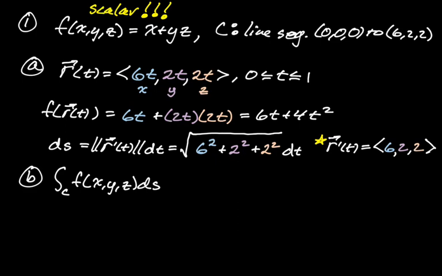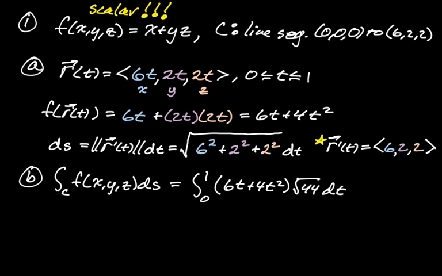Okay, so now we are going to do substitutions, right? So our t values are going to go from 0 to 1. And then it's going to be f of r of t, so that's our 6t plus 4t squared. And then times ds, which is the magnitude of r prime of t dt, which we calculated to be just the square root of 44. And now this is just like a Calc 1 integral.